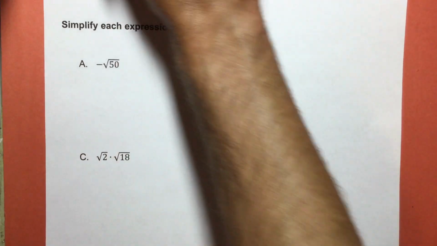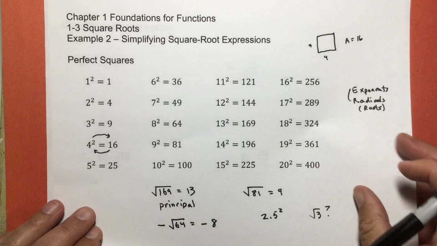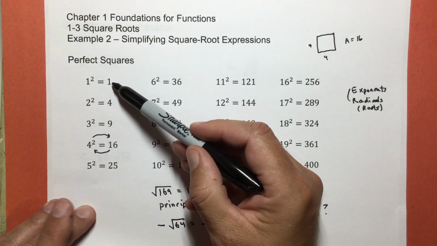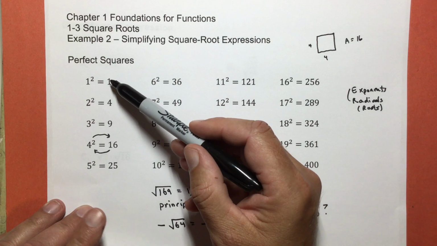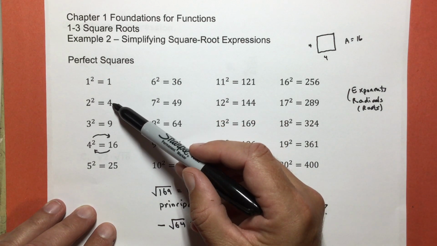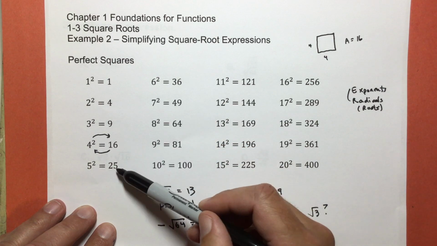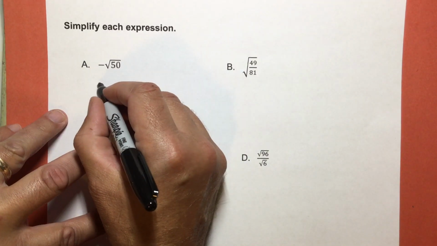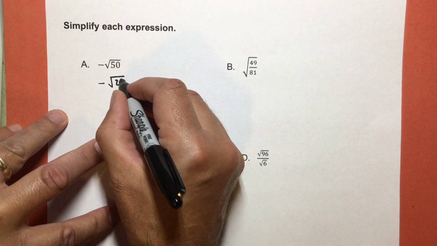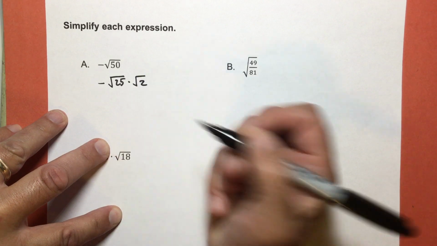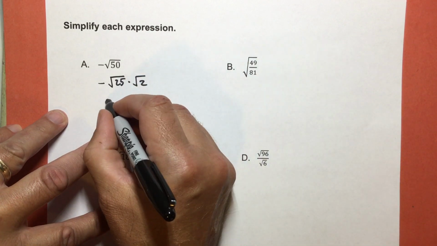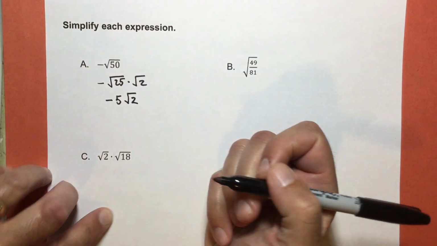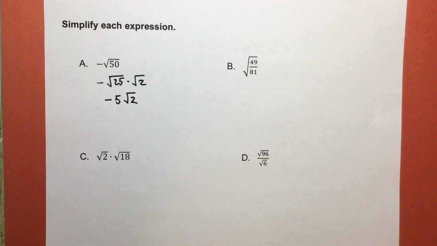50. Let's go back to my list of perfect squares. Are any of these factors of 50? Well, 1's always going to work, but it's trivial and it's not going to help, so skip it. 4, nope. 9, no. 16, no. 25, yes. 25 times 2 equals 50. So this is the opposite of the square root of 25 times the square root of 2. And the square root of 25 is 5. So this is negative 5 times the square root of 2, and that's the simplified form.